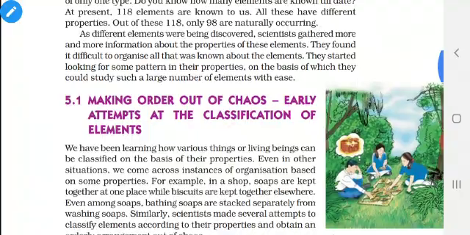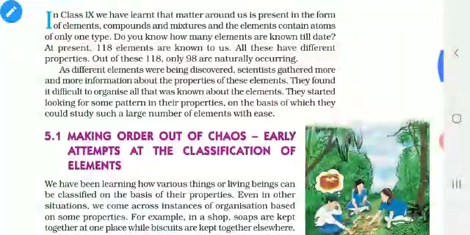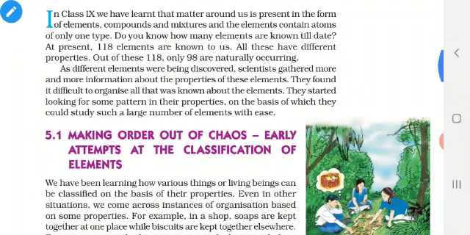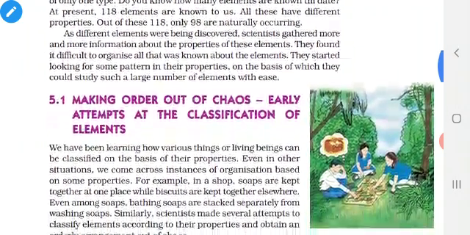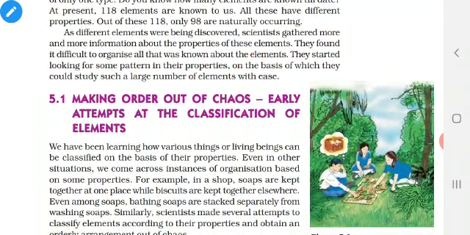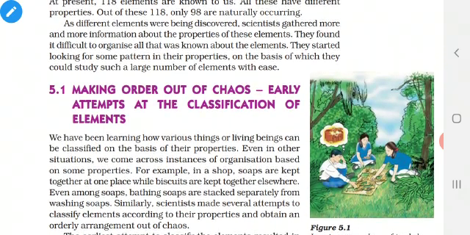So what do we need to do? There are more than 118 elements, isn't it? So we have to arrange them properly. We know that all the elements have some physical property and chemical property. Hydrogen has one different chemical property, oxygen has a different chemical property, chlorine has a different chemical property. All the elements will not have the same chemical or physical properties.